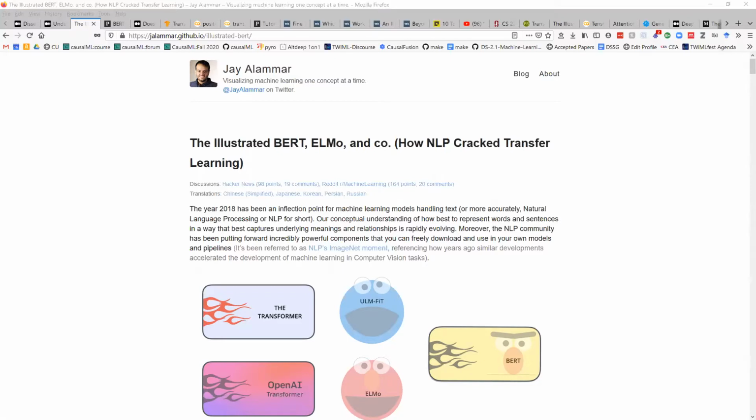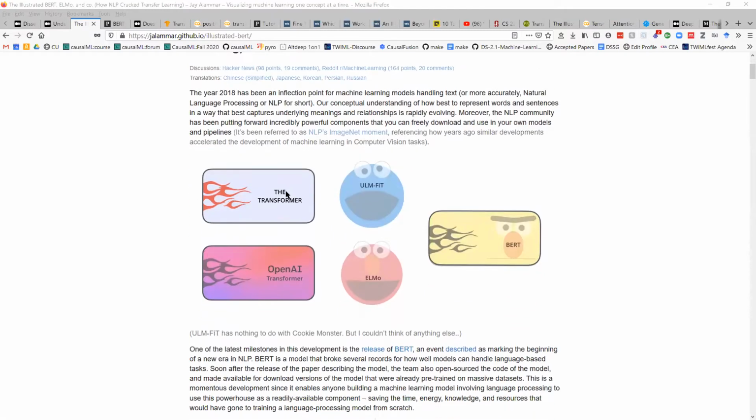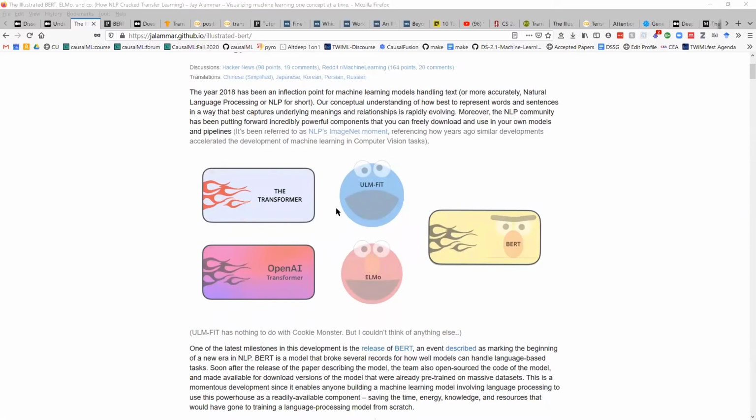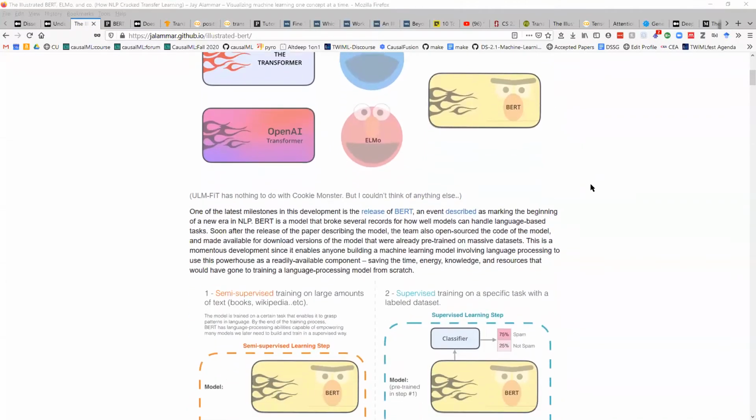Okay, terrific. All right, so let's dive into this. Jay Alammar, the guy that we know from his tutorial on transformers, has written another tutorial on BERT, ELMo, and company. He talks about ULMFiT, OpenAI, ELMo, and BERT, and this is a very superficial introduction, but I think it's really useful as well. So let's just go through it.